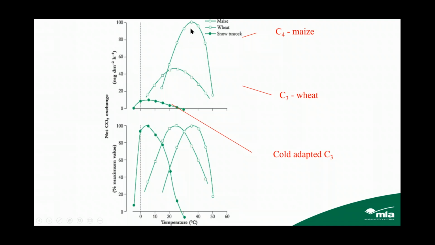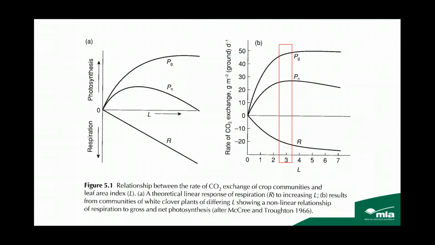Maize is a C4 grass, a summer growing grass. Absolutely hopeless once you get down to about 15 degrees, but with a huge rate of photosynthesis at very high temperatures in the 35s. But even amongst the C3 species, the cool season species, you get some adaptation. Look at this snow tussock here. Its maximum photosynthesis is low, but it's reached at around 10 degrees. So there's adaptation to temperature, adaptation to environment, which we can see through the response to temperature.